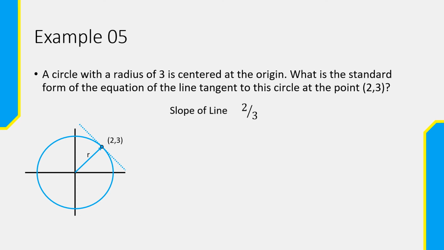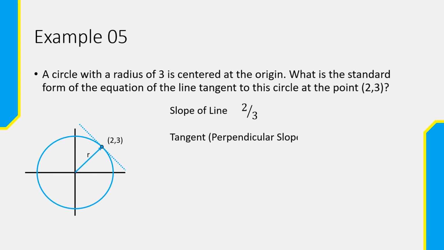For starters, we know the slope of the line from the origin to the point, which is 2, 3. You can use the slope equation of the line with 2, 3 and 0, 0 being your two coordinates. Now that we have the slope of the line from the origin to the given point, we want to determine the slope perpendicular to that slope, which is also the slope of the line tangent to the circle.